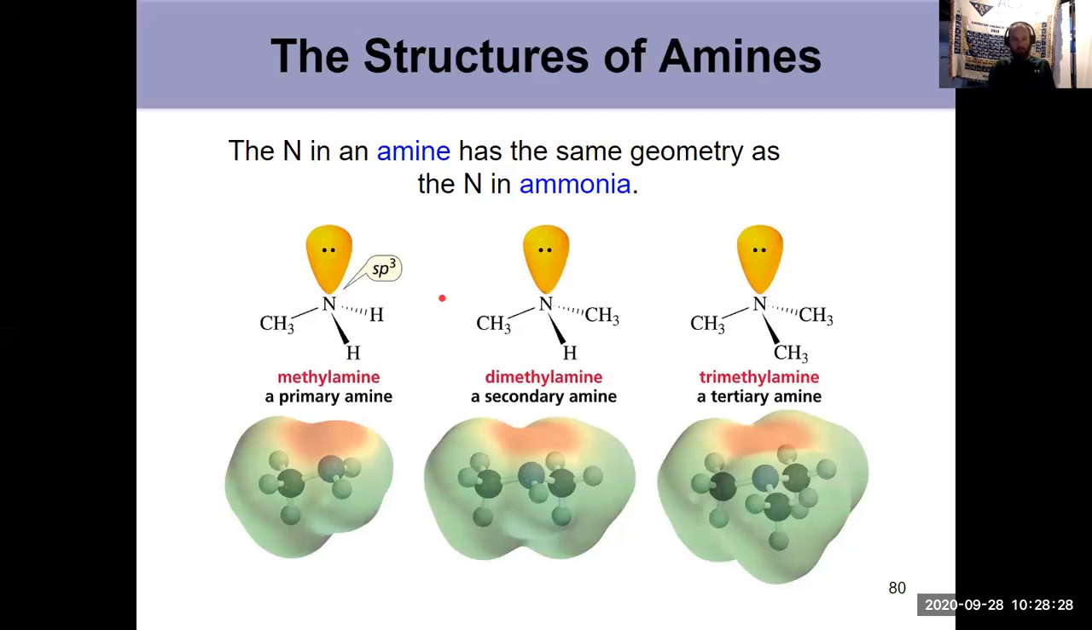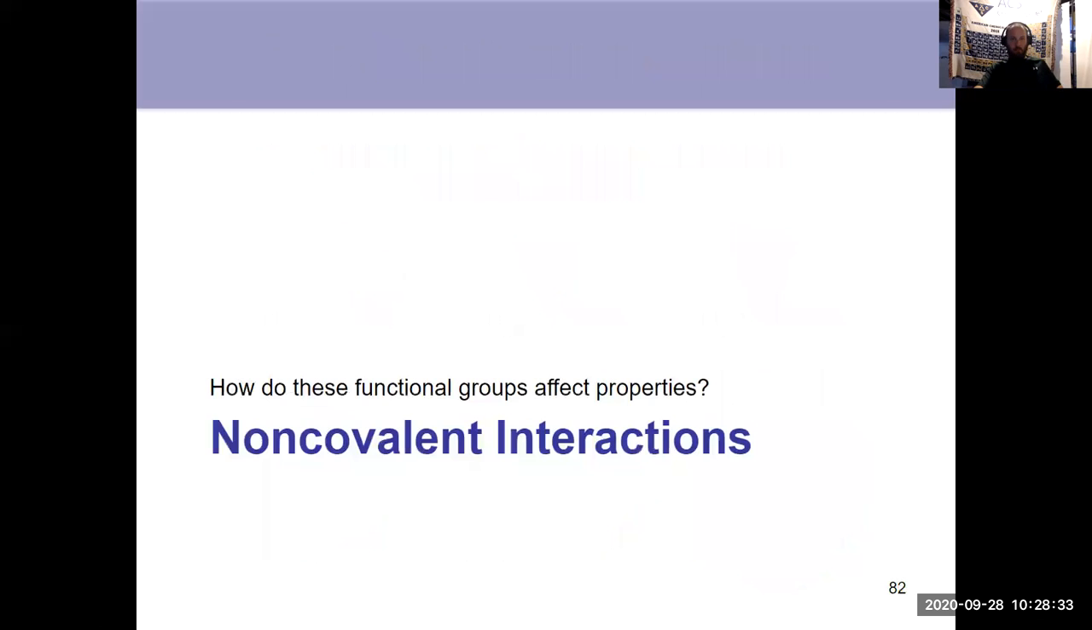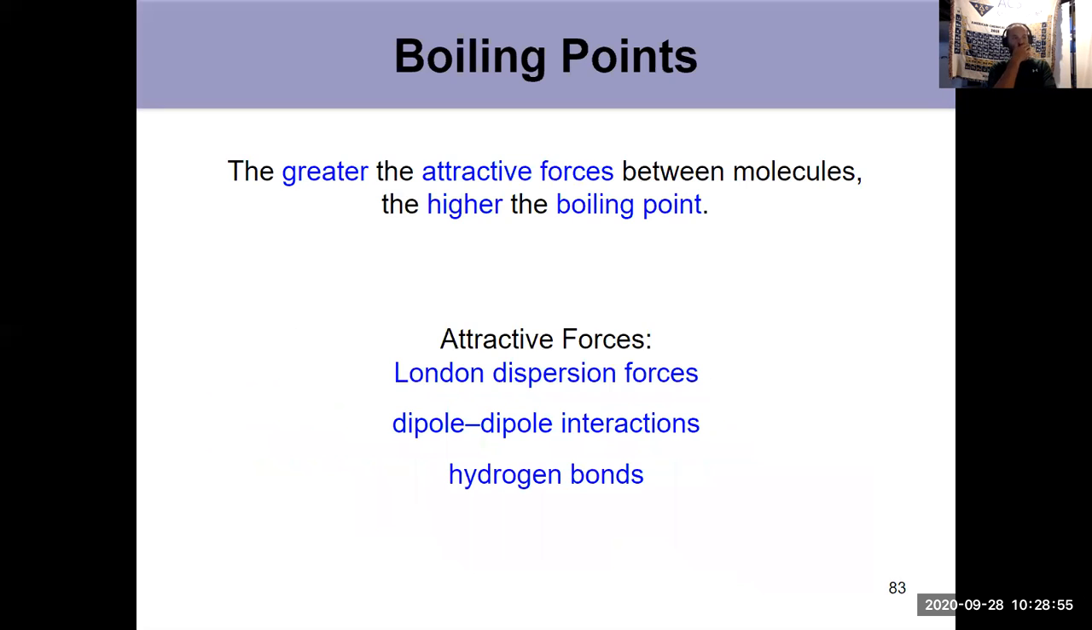Chances are you were probably familiar with all that information. But we wanted to review it again as we jump into 3.9 here to see how those functional groups affect physical properties of molecules. And those are called non-covalent interactions. These are interactions that are weaker than covalent bonds, between molecules. So let's look at that, starting with boiling point.